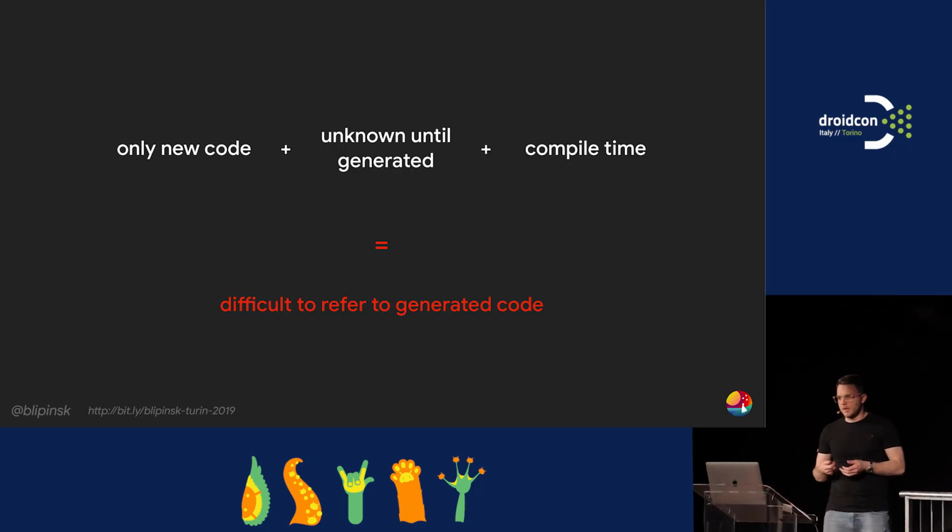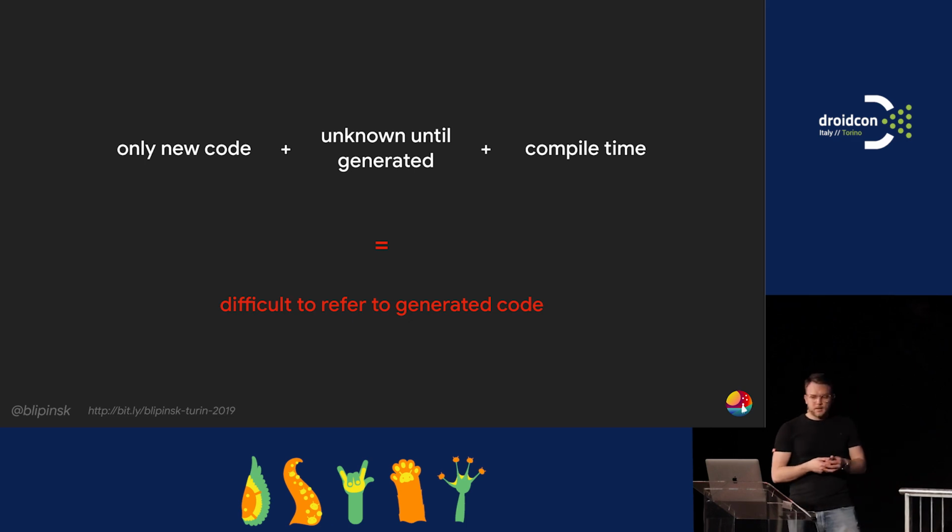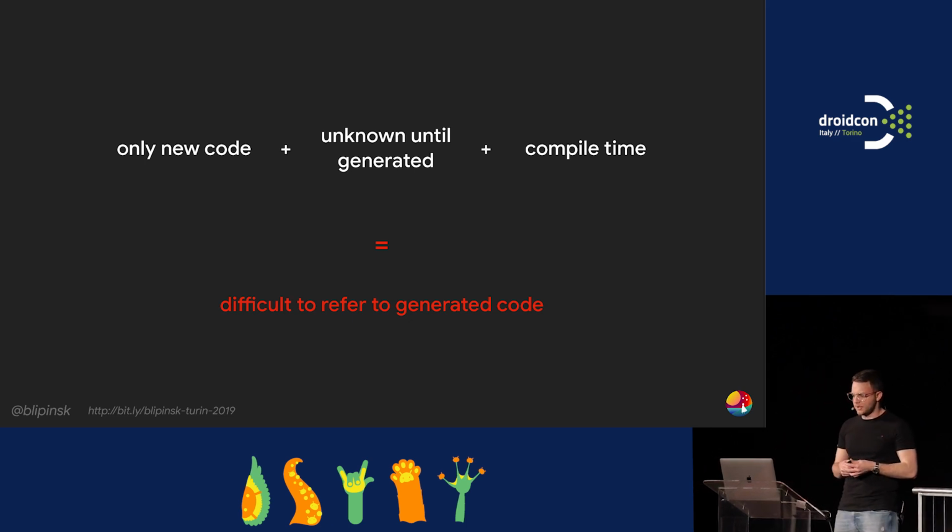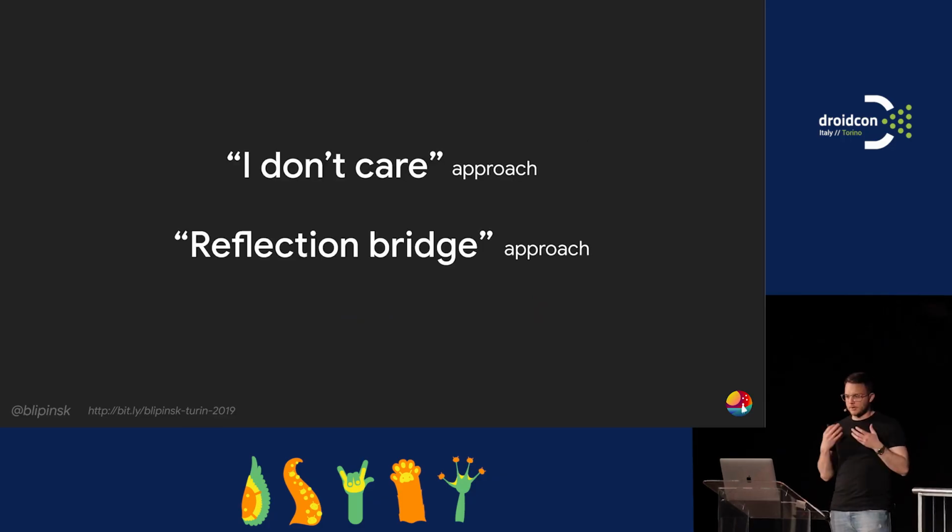And that's the problem that many developers were trying to tackle. In fact, most developers that were trying to come up with a solution for this problem ended up using one of the two approaches that I found. The first approach is something I like to call the I don't care approach, and the second is the reflection bridge approach. Let's talk about the first one first.